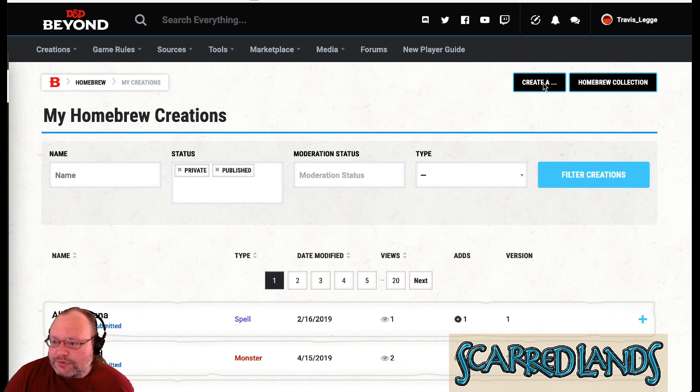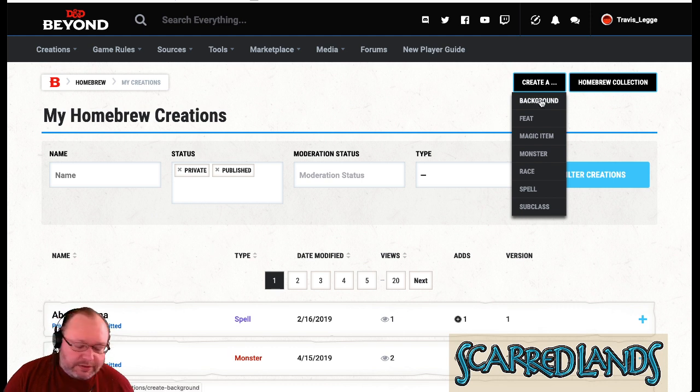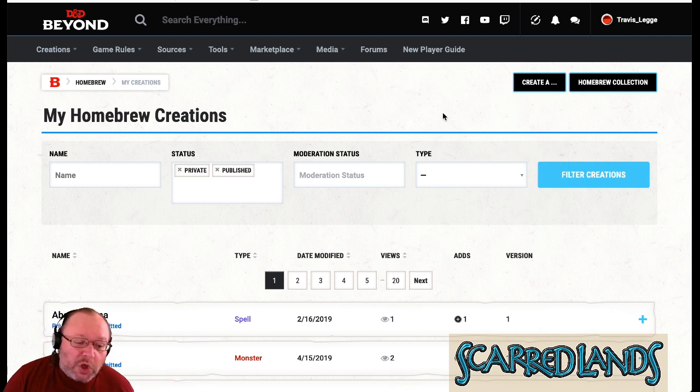And so you can go into Create, and it lets you add backgrounds, feats, magic items, monsters, races, spells, subclasses. So almost everything that you need to be able to customize your experience to represent Scarred Lands. There are a few items that aren't in here, unfortunately, that you just have to do in the character sheet, and I can maybe show you how to do that depending on how much time we take yapping and whether or not I get to it.